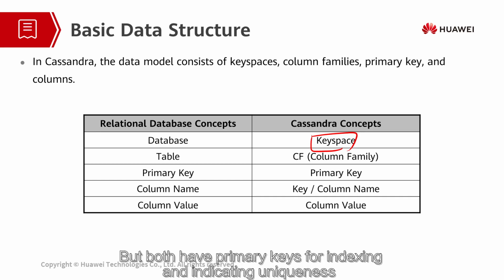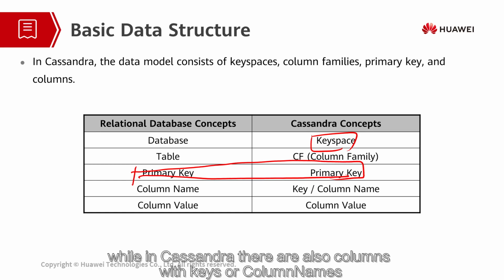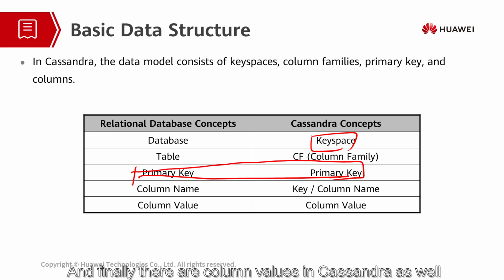But both have primary keys for indexing and indicating uniqueness. In RDB, we have columns with their own column names, while in Cassandra, there are also columns with keys or column names. And finally, there are column values in Cassandra as well.